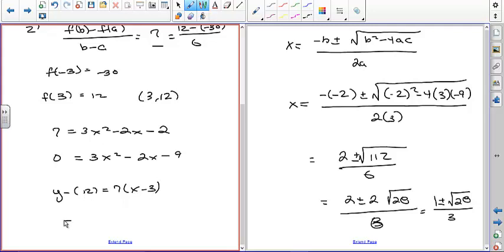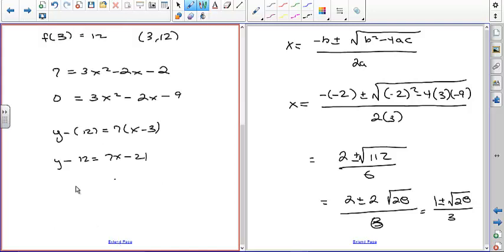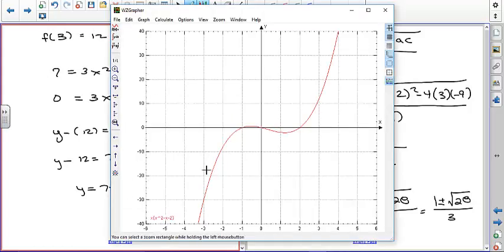So that's going to be y minus 12 is equal to 7x minus 21. Add 12 to both sides. So you get y is equal to 7x minus 9. Okay, so that's the line I want to plot. 7x minus 9.